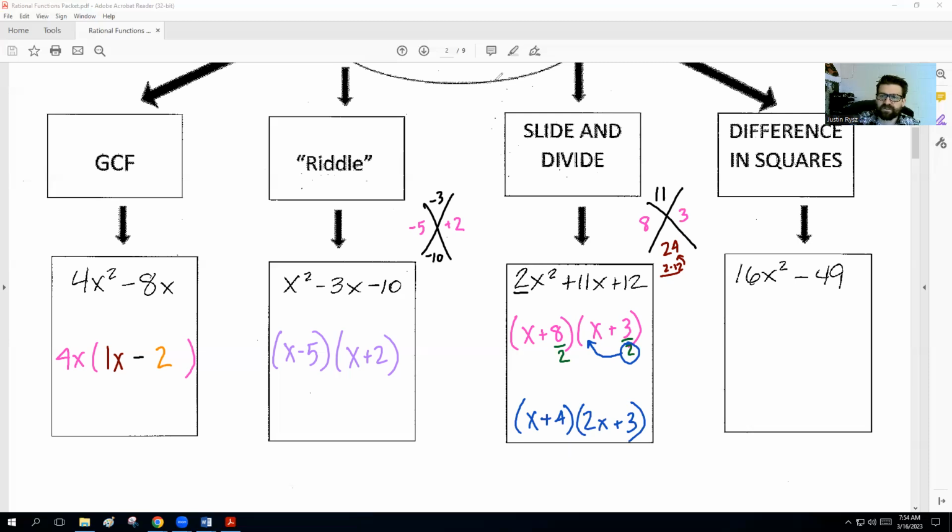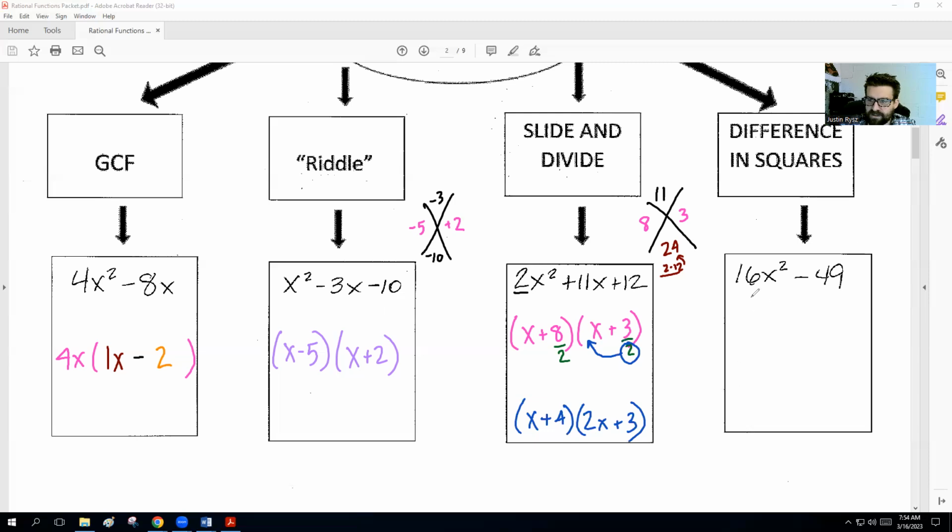And lastly, difference of squares. Difference of squares has to be numbers that we can take the square root of. So we can take the square root of 16, and we can take the square root of 49. This is the only way that this works. If this number was 50, this wouldn't work because we can't take the square root of 50. We can't take the square root of 73. It's got to be numbers that we can take the square root of.